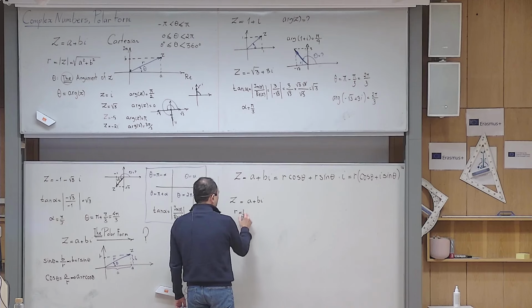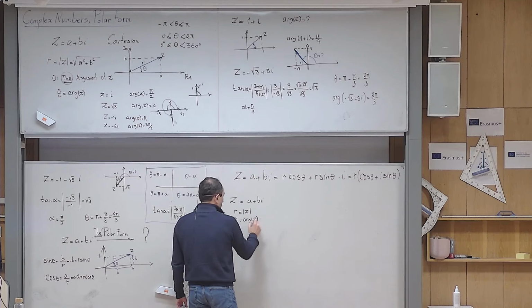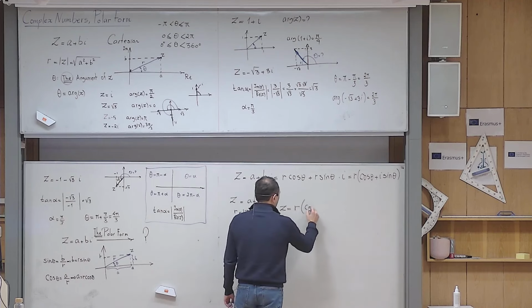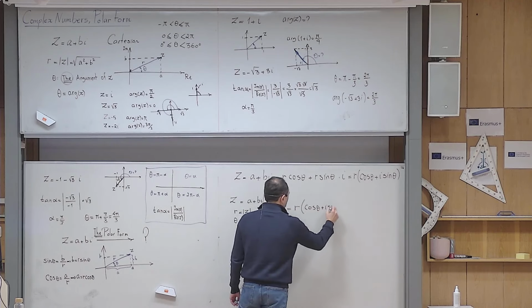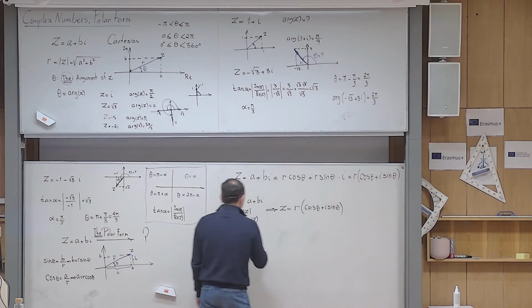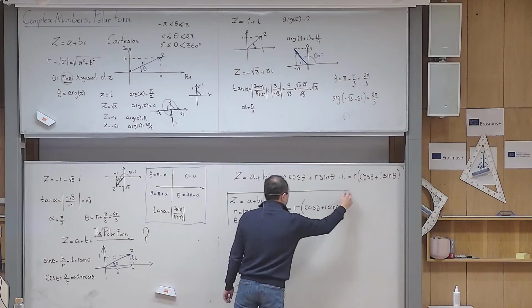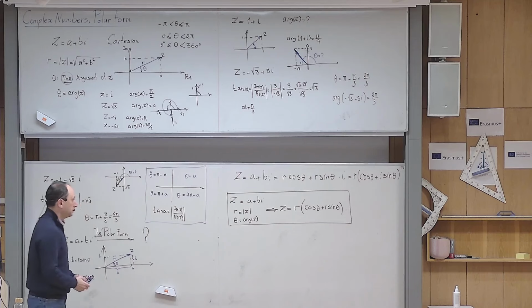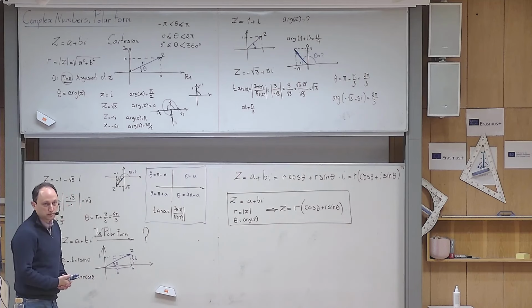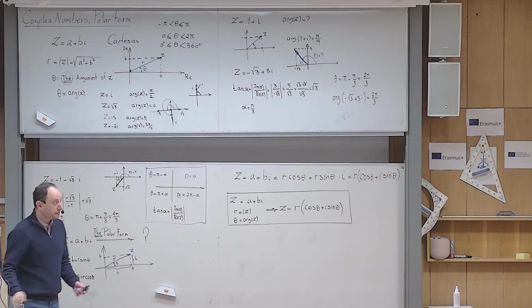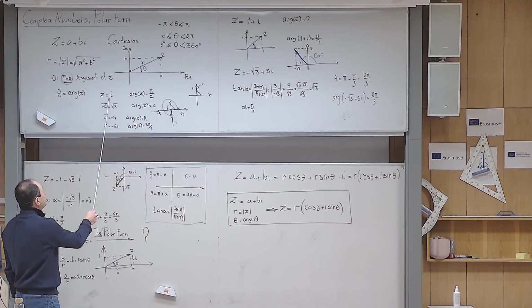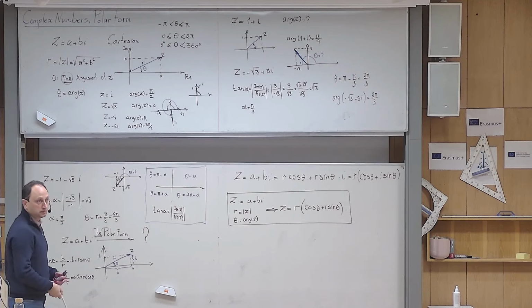r is the absolute value, and theta is the argument. And then z becomes equal to r times cosine theta plus i sine theta. This is called the polar form. This formula is in the formula sheet, but we want to use it over and over again in this lesson. Any questions?